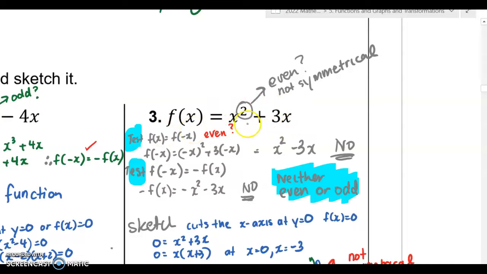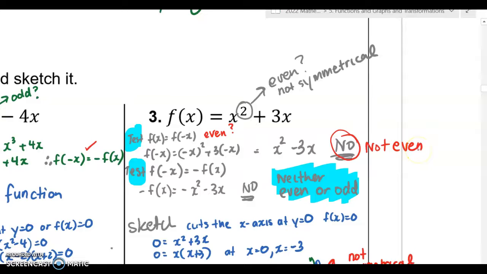Well, here's our f of x. That's the question. f of minus x. We'll pop a minus x in where x is. So minus x squared plus 3 times minus x. That gives us x squared minus 3x. Does f of x equal f of minus x? No. So it's not even. Okay. Let's have a look at the next one.